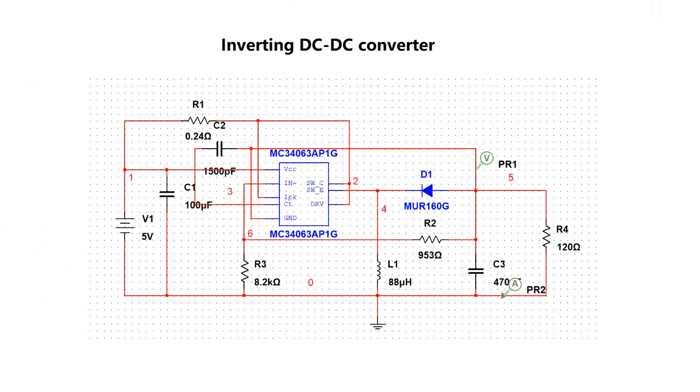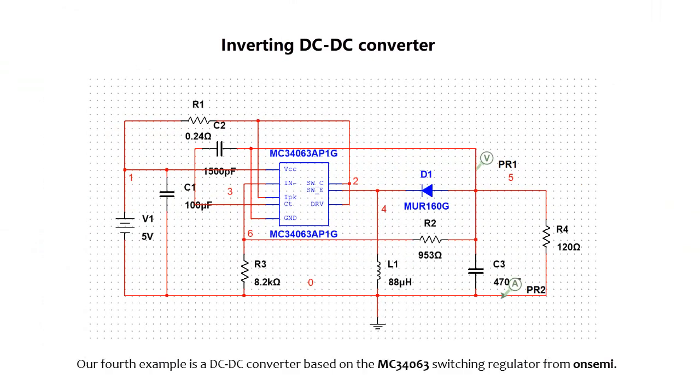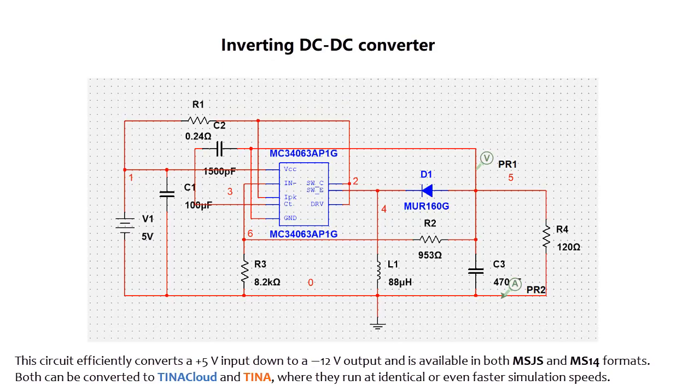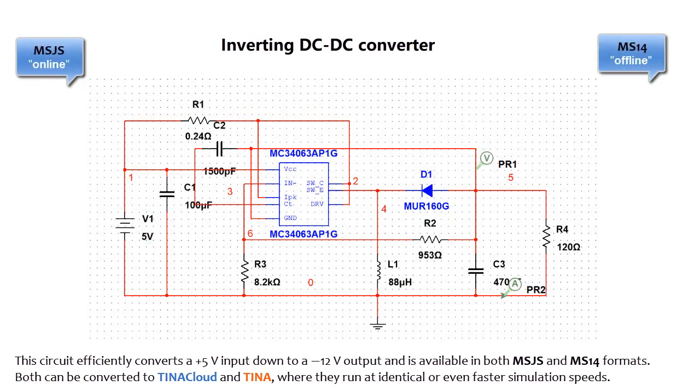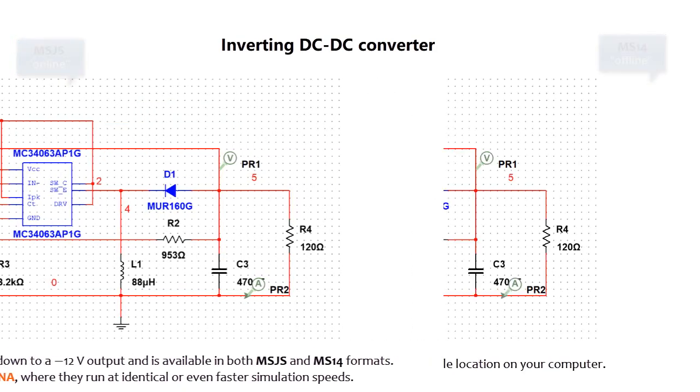Inverting DC-DC converter. Our fourth example is a DC-DC converter based on the MC34063 switching regulator from onsemi. This circuit efficiently converts a plus 5 volt input down to a minus 12 volt output and is available in both MSJS and MS14 formats. Both can be converted to TINACloud and TINA, where they run at identical or even faster simulation speeds.